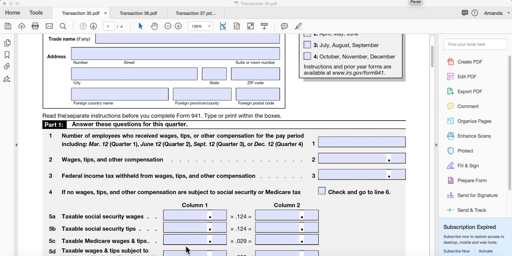As you can see, it is a PDF file, so you will need Adobe Acrobat. If you do not have it on your computer, you can find it free online. Just do a search for Adobe Reader.